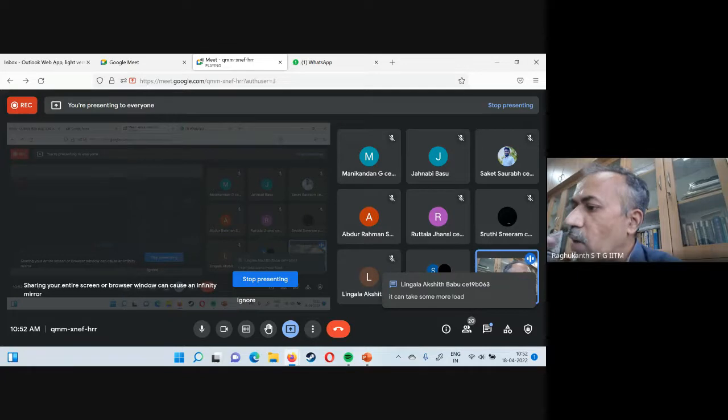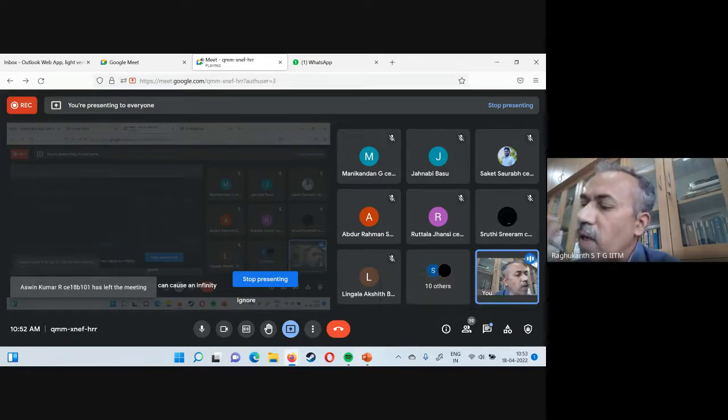Okay, you are putting it in the chat box. It can take some more load, but how will it take some more load? Which place will take this load? This will get transferred to which place?